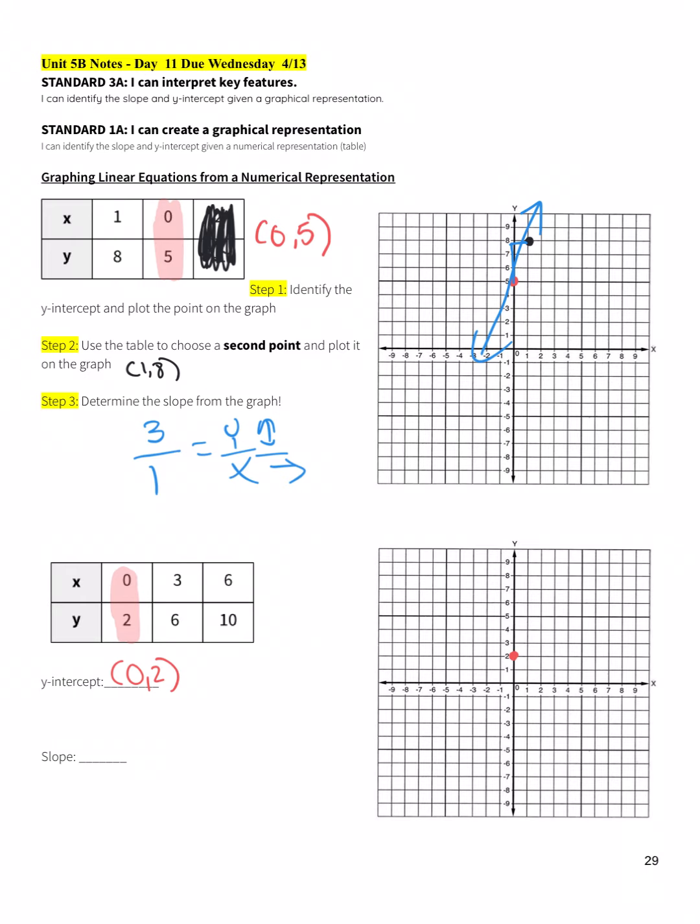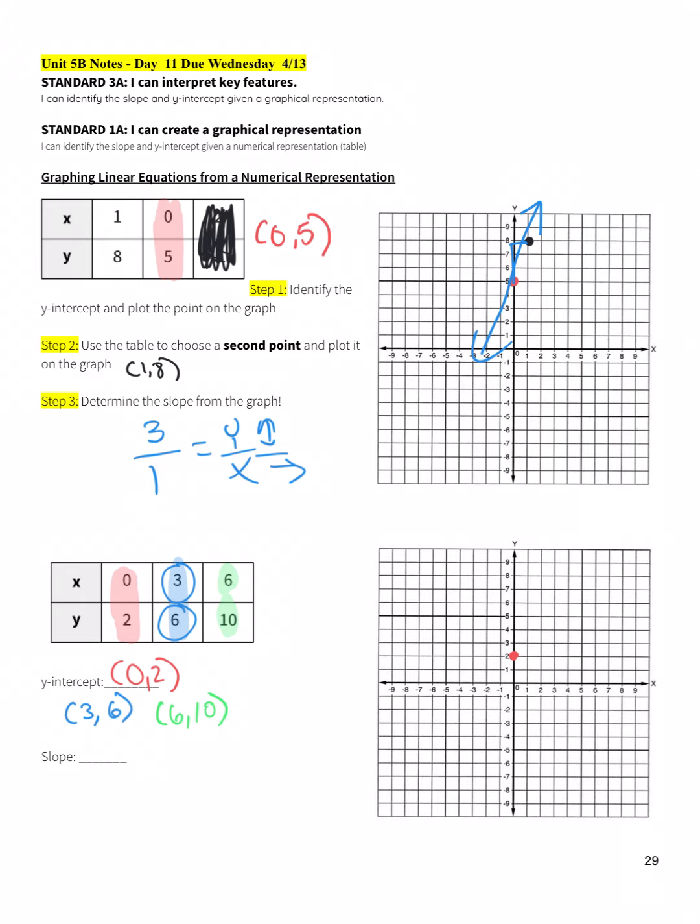Now my next step is going to be to put another ordered pair on the graph. And I can see here that I have this ordered pair. My x here is 3, and my y is 6. I look at this next ordered pair. My x is 6, and my y is 10. So the ordered pair would be 6, 10. You don't need to write it down here like that. I'm just doing it so you can understand where these points come from.